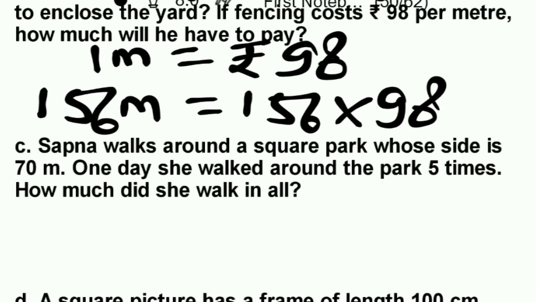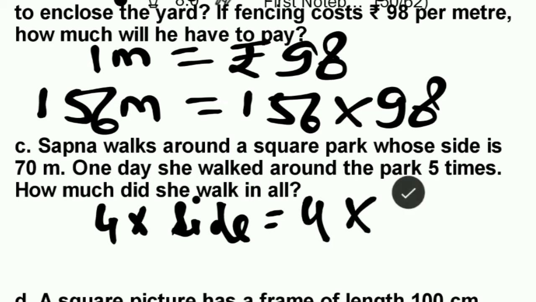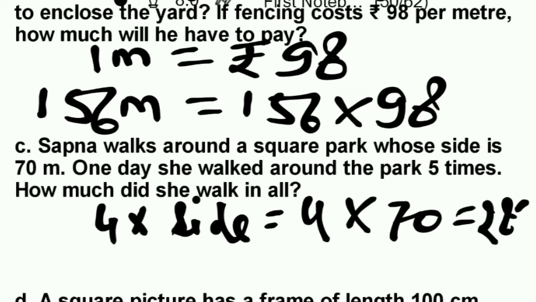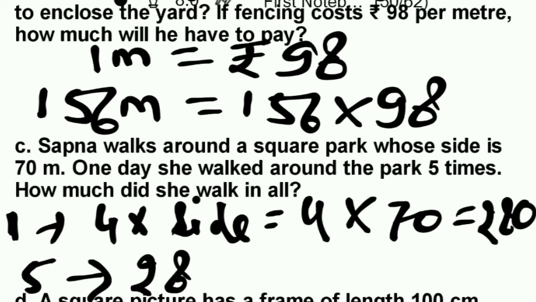Next one. Sapna walked around a square park whose side is 70 meter. One day she walked around the park 5 times. So first we can find for one time. So it is a square. Square means 4 into side. That is 4 into side means 70. So that will come 280. Okay, that is for one round. Now for 5 rounds, 280 into 5.